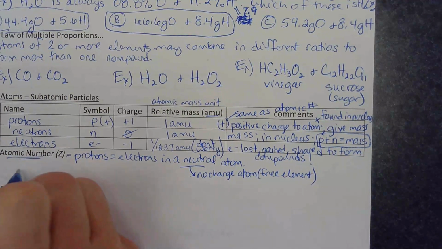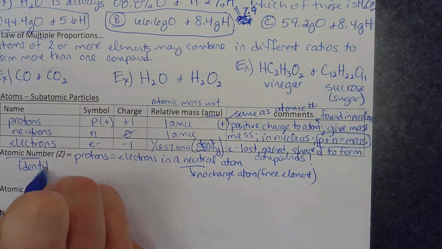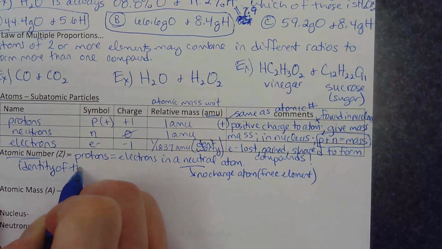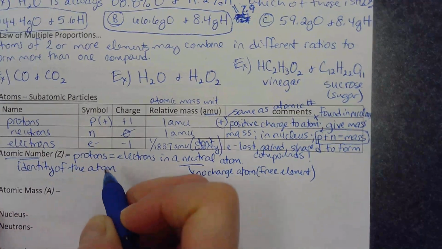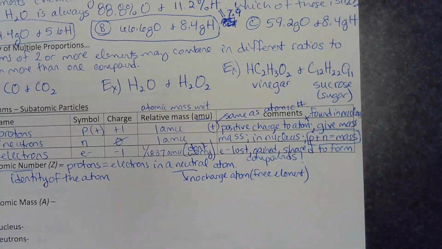The atomic number is the identity of the atom. What would be your atomic number at Western? Your 800 number, or your Social Security number for the IRS, is your atomic number. That's what that would be, okay? Same kind of thing. You cannot change the atomic number for an atom. If you do, it's a different atom.